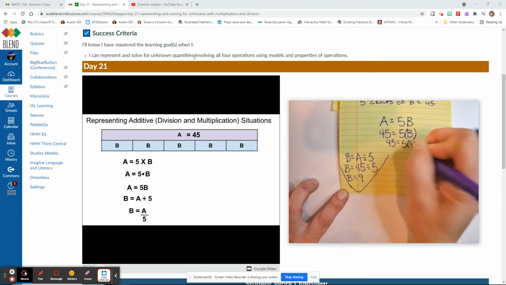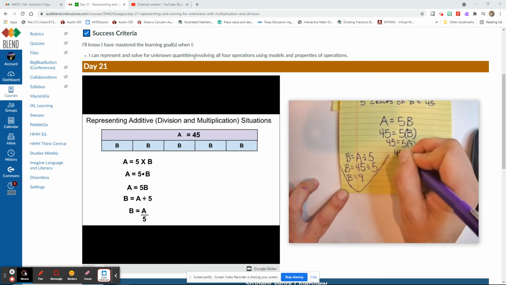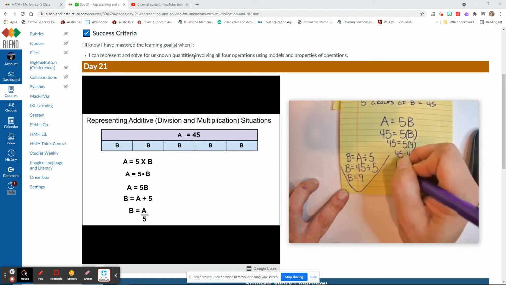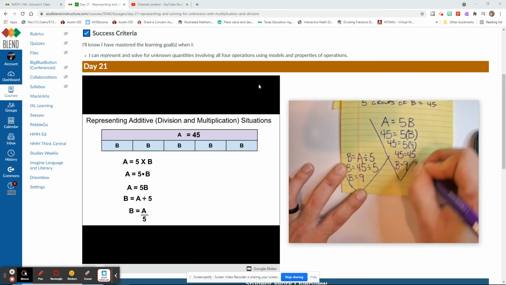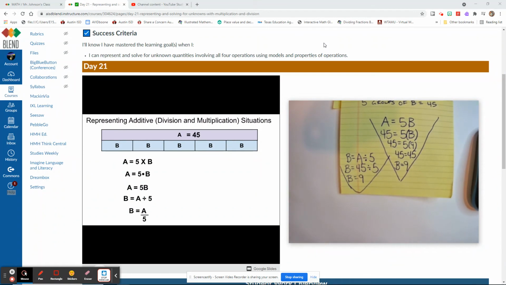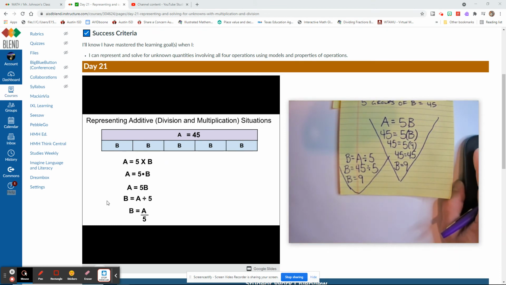On this side, if we replaced B with the number that we think it is, 9, then we find out that both sides equal 45. So everything checks out. B is equal to whatever we replaced B with, which was 9. So either way, each equation finds the answer. Remember that if you are looking for B, is there an equation that will help you look for B with a little less work?